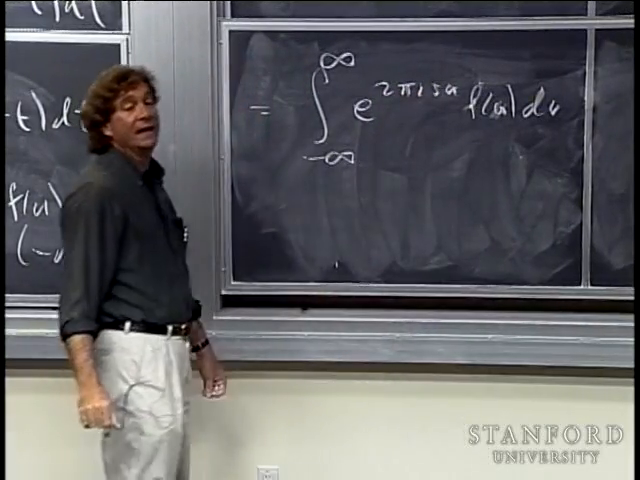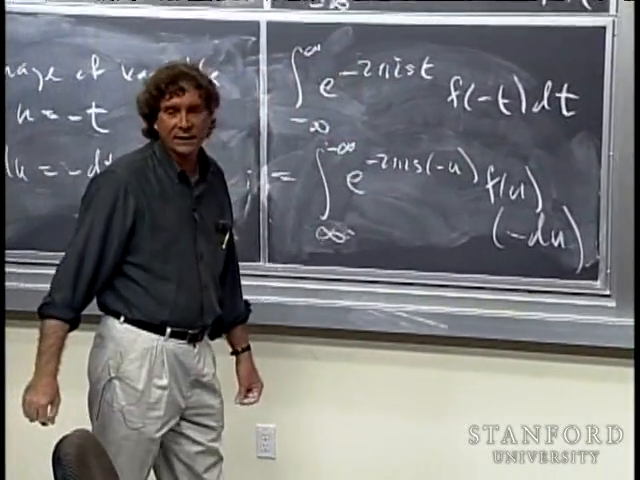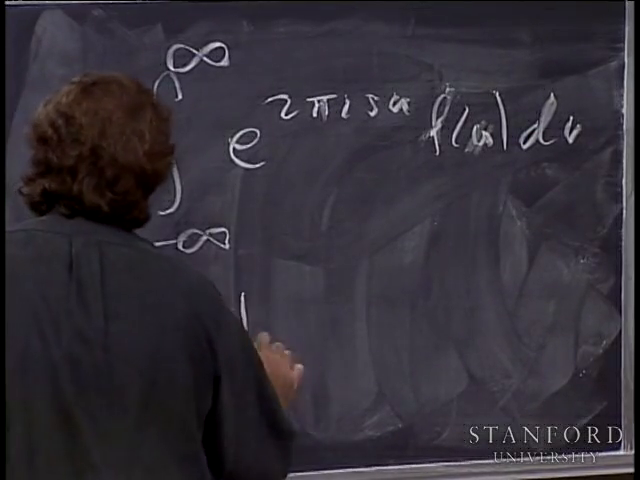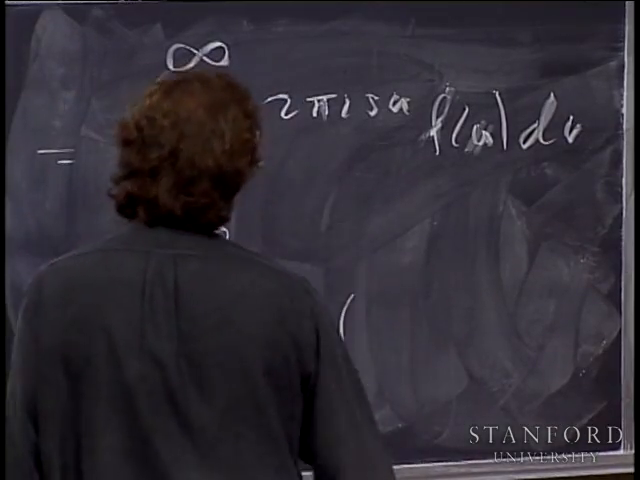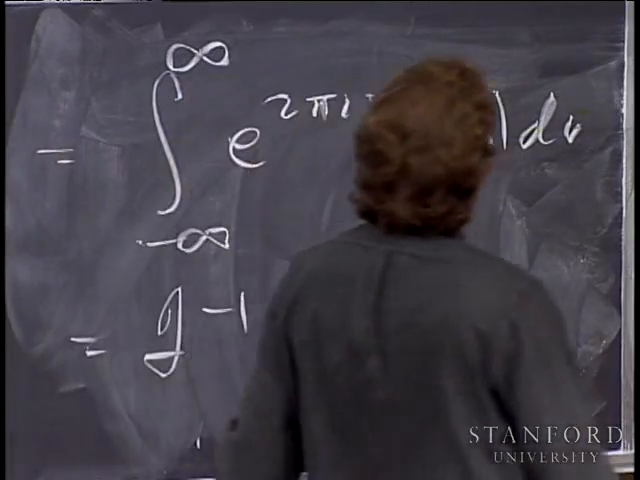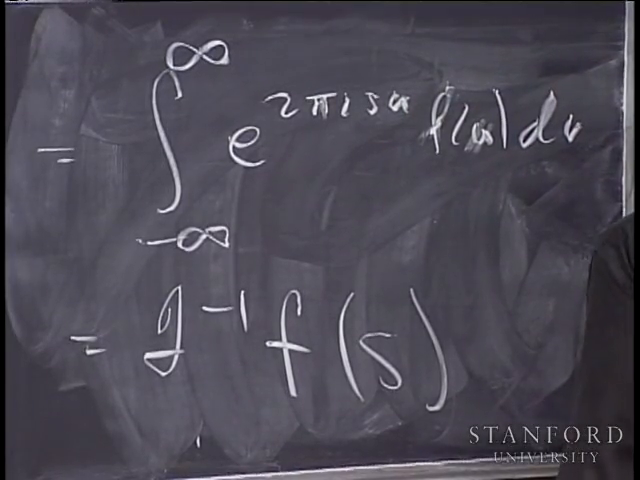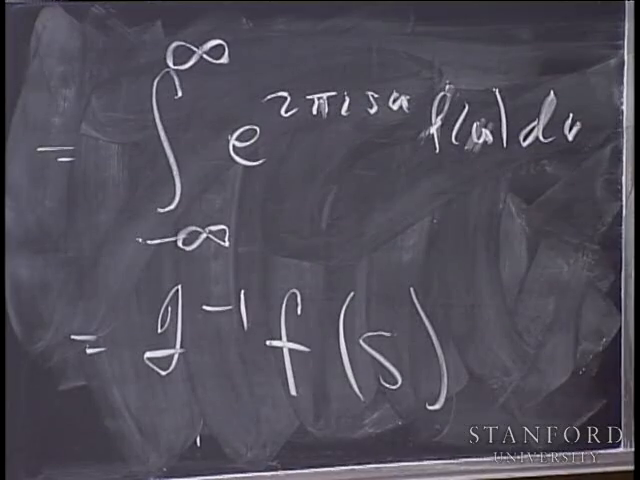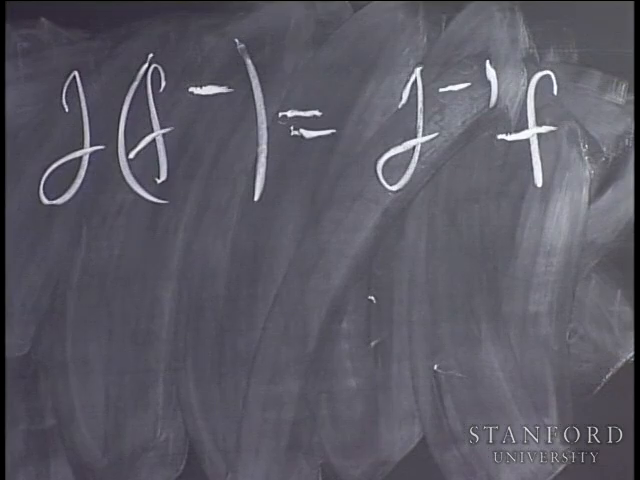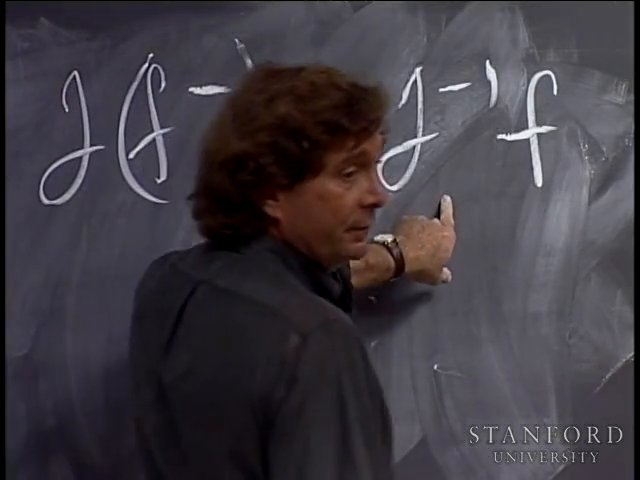Okay. What remains, dear friends? What is that integral? We recognize that as the inverse Fourier transform of f evaluated at s. Okay. What is the conclusion? The Fourier transform of the reverse signal is also the inverse Fourier transform. If I don't write the variable in there, the Fourier transform of f reversed is the inverse Fourier transform, all right?